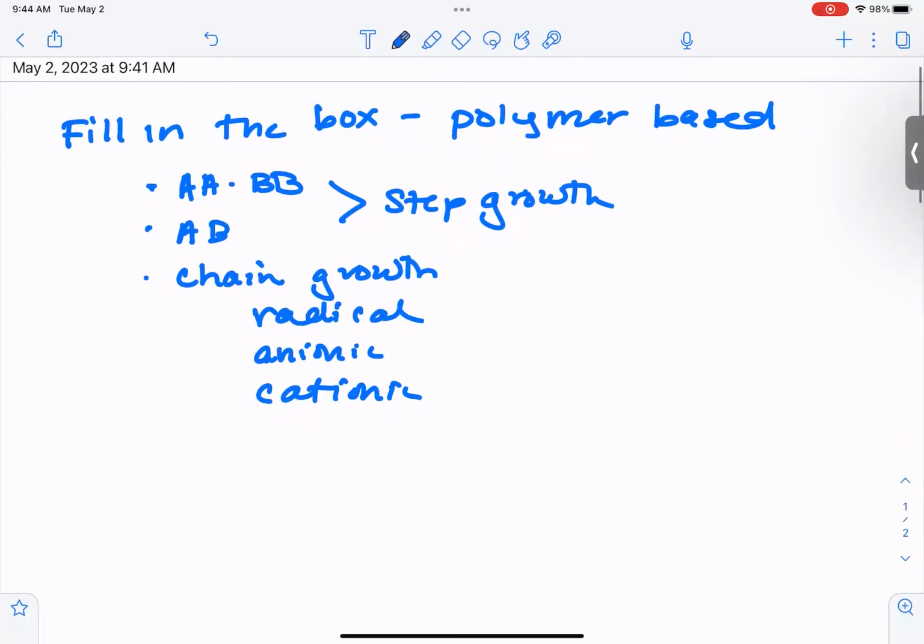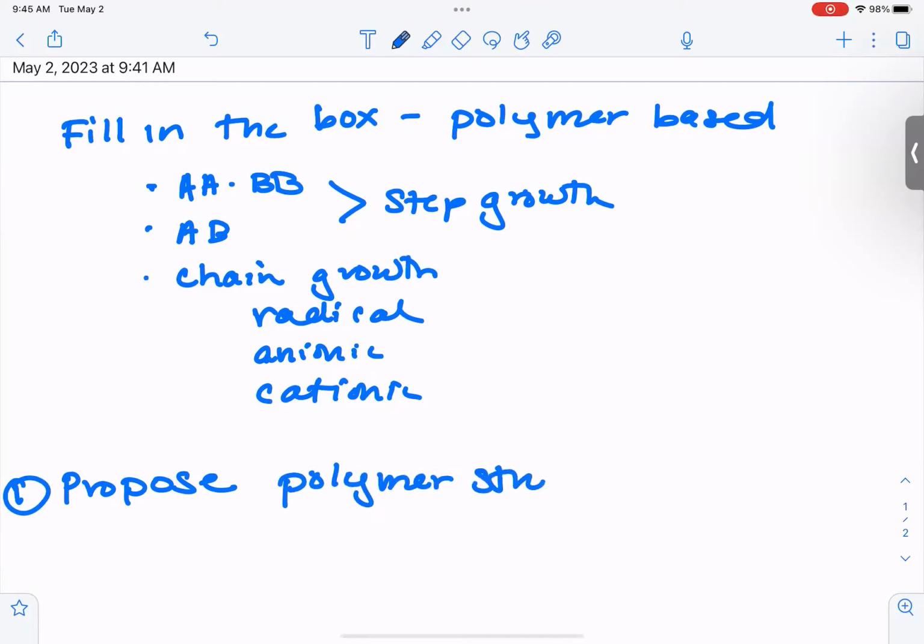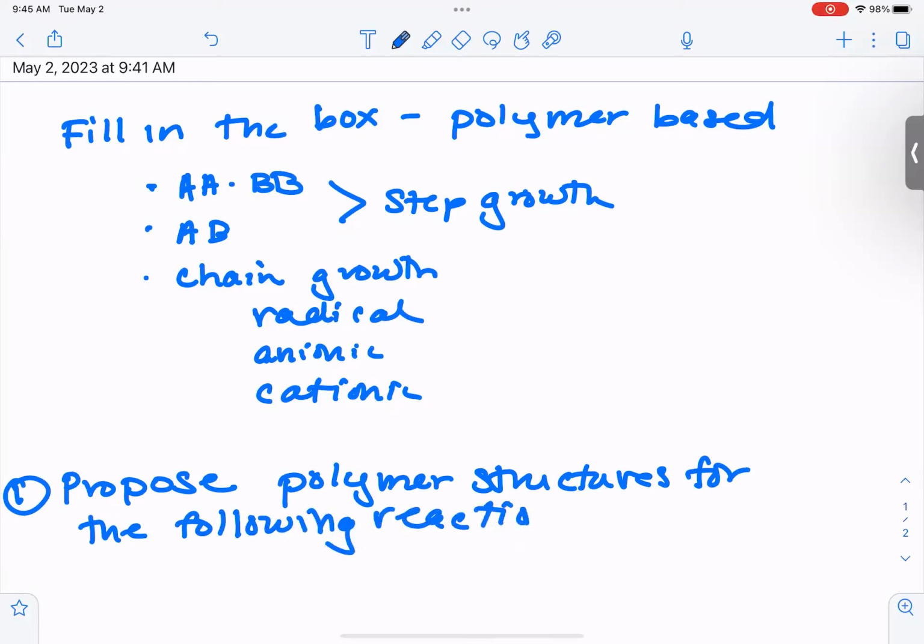So your direction for this problem will be: propose polymer structures for the following reactions. Okay.